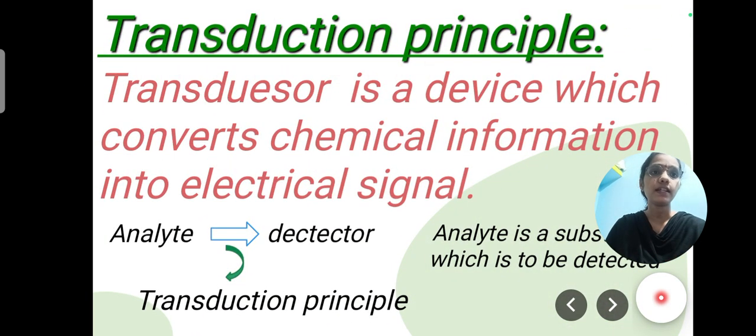Transduction principle. A transducer is a device which converts chemical information into an electrical signal. The analyte is the substance which is to be detected by the transduction principle.